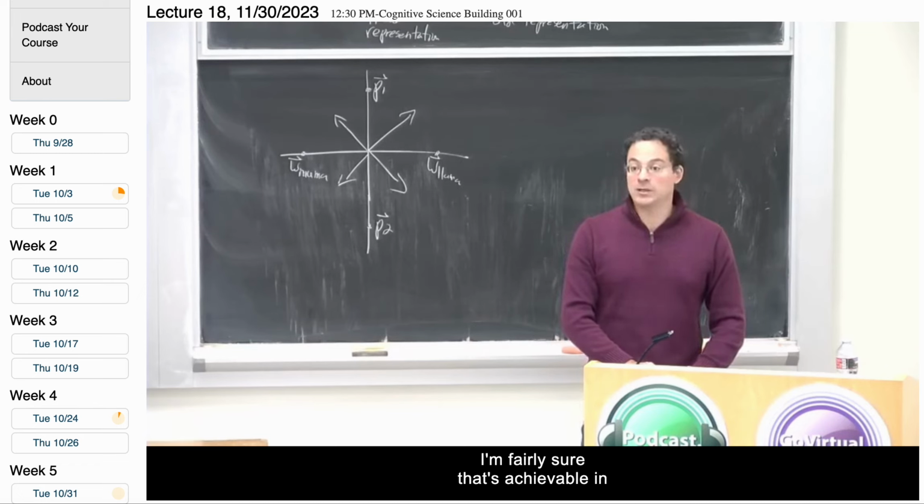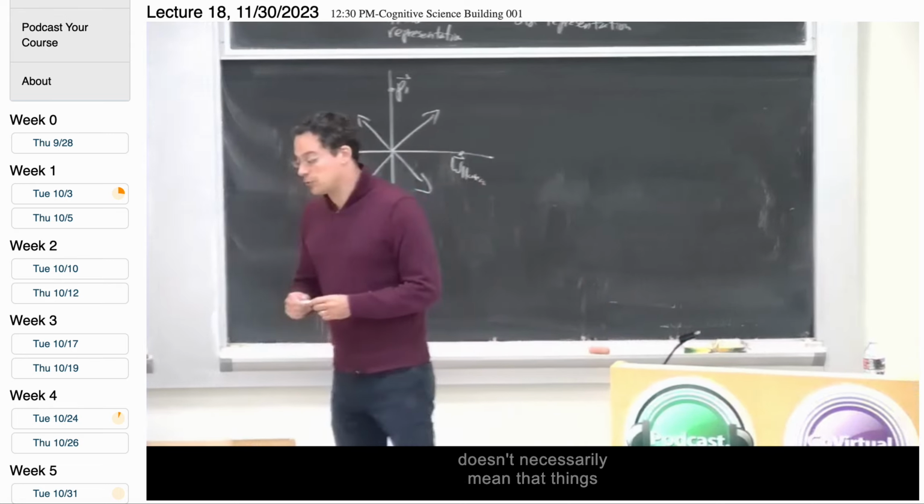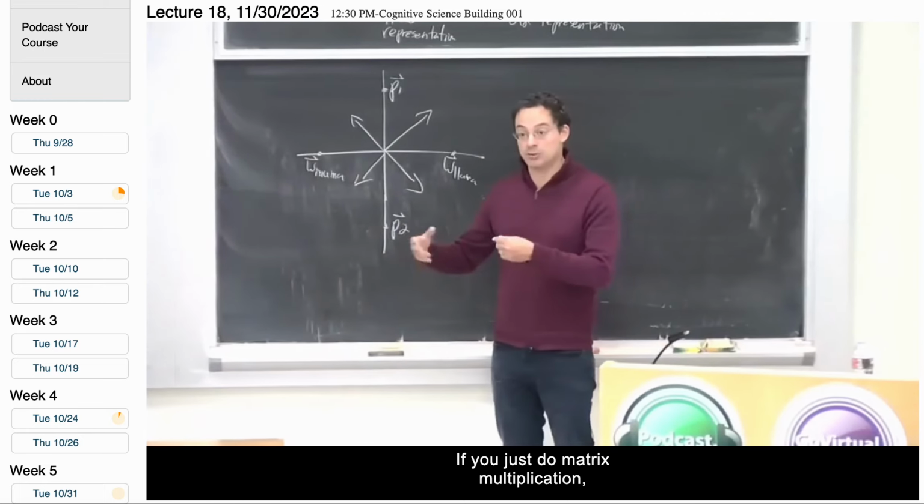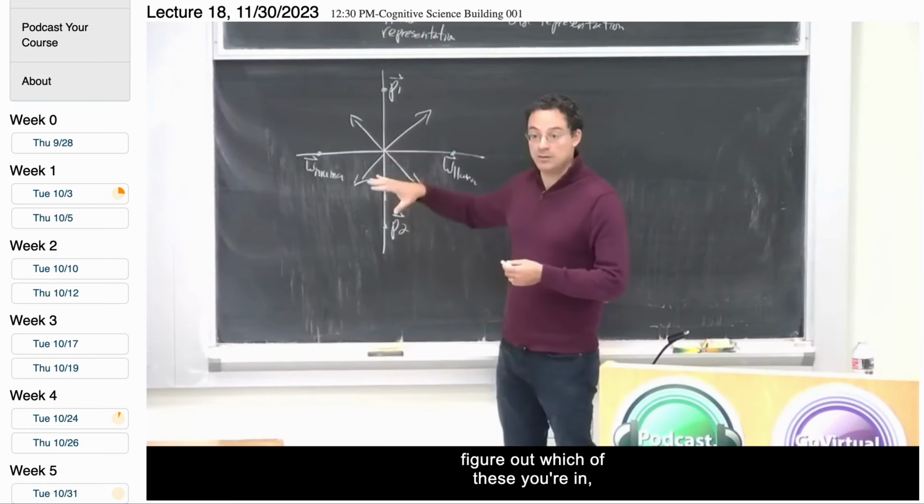I'm fairly sure that's achievable in almost every situation to have a one-to-one mapping here. And as I mentioned, it doesn't necessarily mean that things will be linearly decodable. So if you just do matrix multiplication, you may not be able to figure out which of these you're in, which combination you're dealing with.